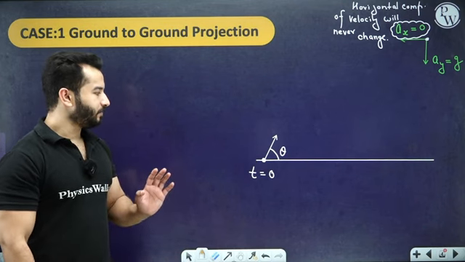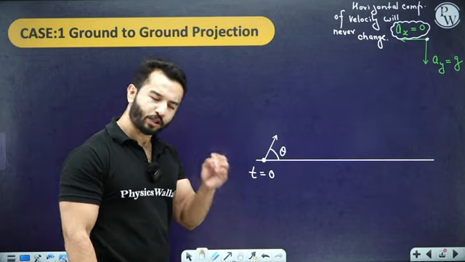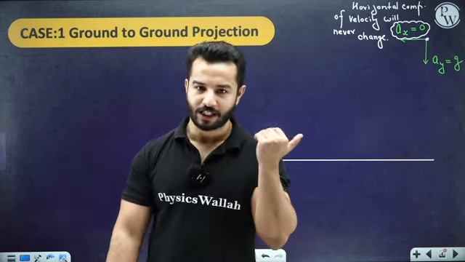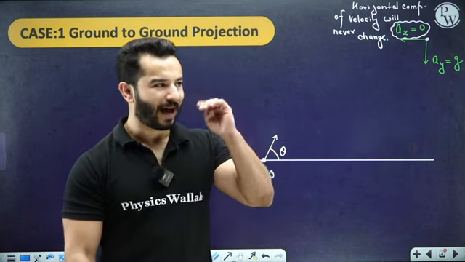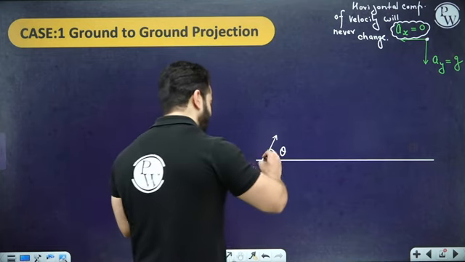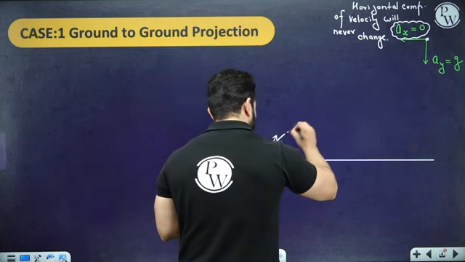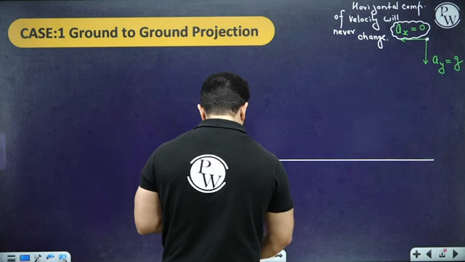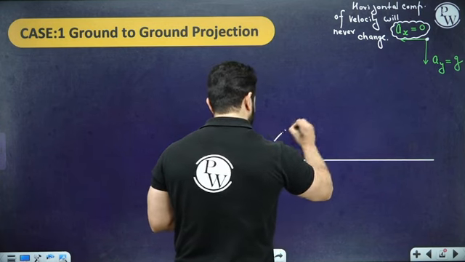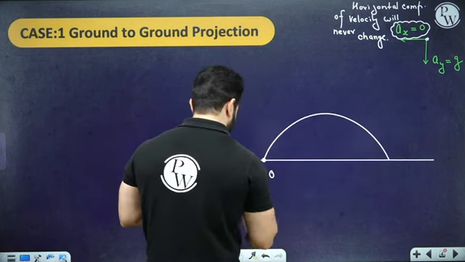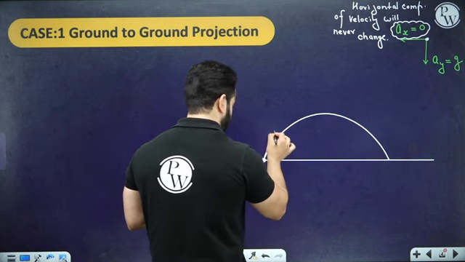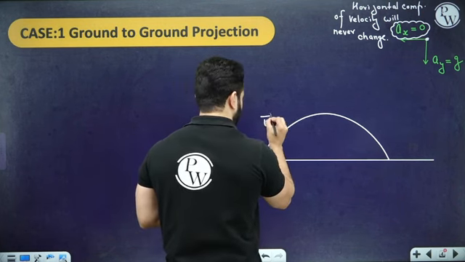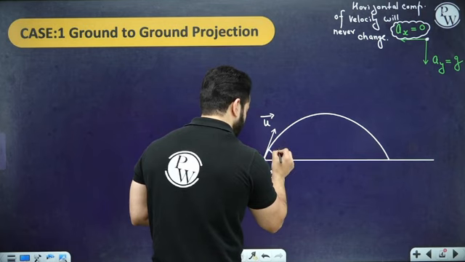Now, what type of motion are we going to see? Obviously, you have all seen that the motion of this particle is going to be a parabolic path, something like this. I'll draw a slightly bigger diagram. The initial velocity vector is something like this, and this is angle theta.